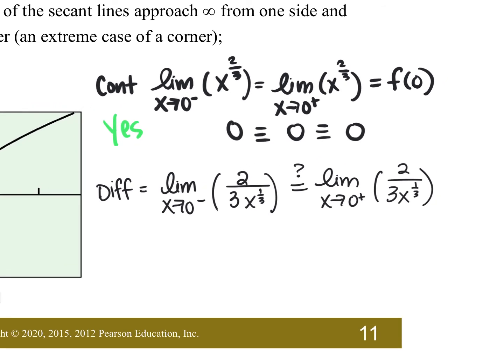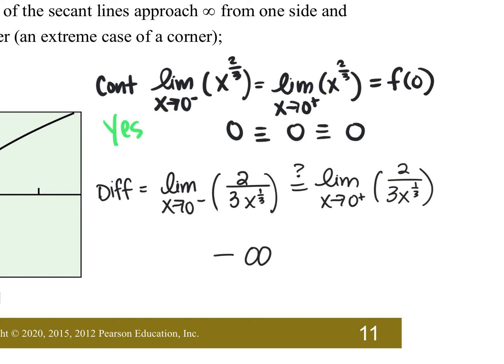Okay, so when I plug in 0 minus, what do I get? I get 2/3 times the cube root of 0 minus. And the cube root of 0 minus is also 0 minus. And 2/3 times 0 minus is going to give me a version of infinity. What version of infinity is that going to be? Negative. Okay, so this is negative infinity.